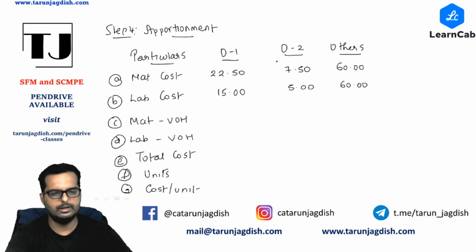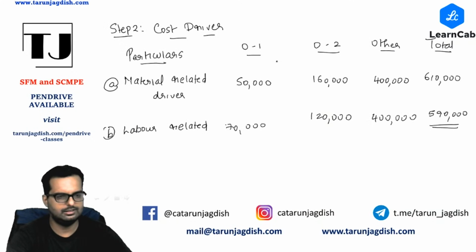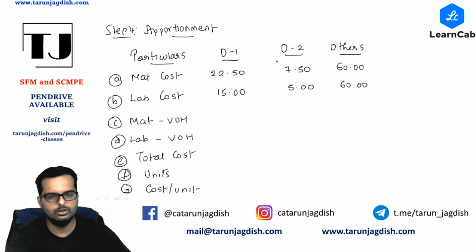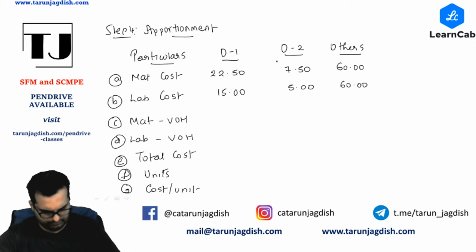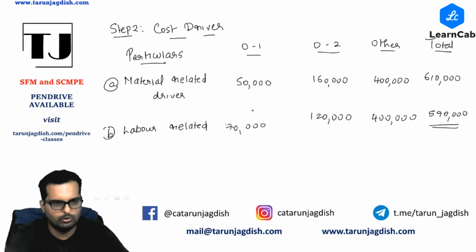So we got the answer as 5.9 for the first one, am I right? So that is 36 lakh divided by 6 lakh 10,000. How did I get that 6 lakh 10,000? 50,000, 1 lakh 60,000. So 50,000 is for the first one. 50,000 into 5.9 would be 2,95,000 for O1. Okay. What about O2?